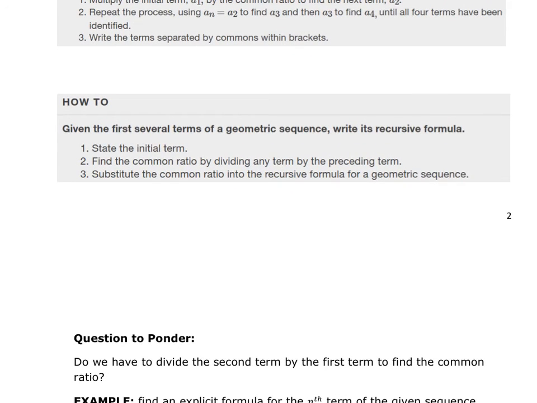So if I am given several terms in the geometric sequence and I need to find it as a recursive formula, I'm going to state the initial term. Then I find the common ratio like I did before. Then I substitute the common ratio into the recursive formula for a geometric sequence.